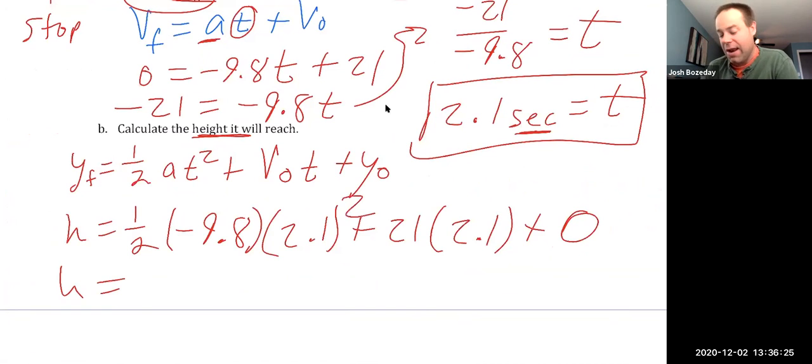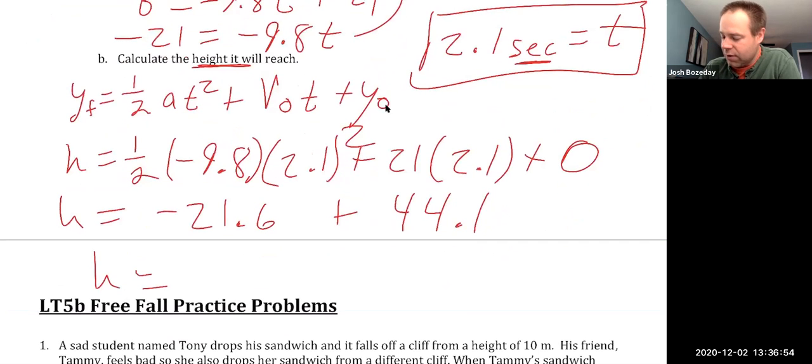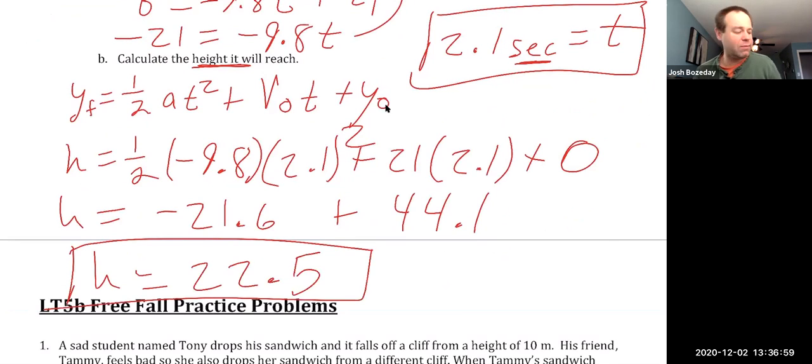All right, so there we go. Now let me plug it into my calculator. Okay, so I get negative 21.6 plus 21 times 2.1. Sorry, my kids are being a little loud. 44.1. So then I get a total height of 22.5. So the t-shirt cannon fires the t-shirt to a height of 22.5 meters.